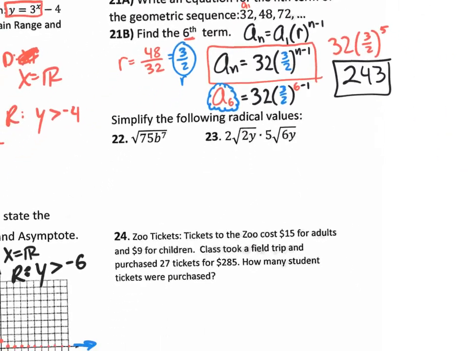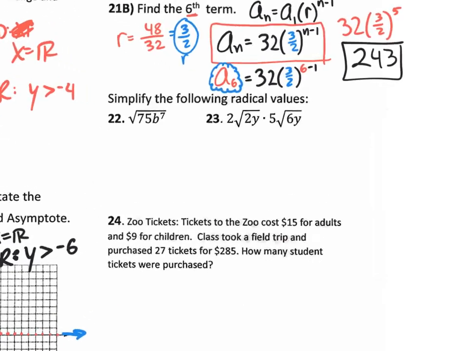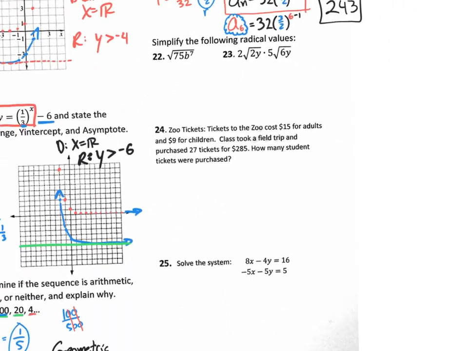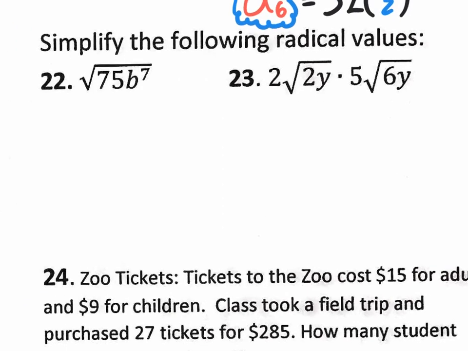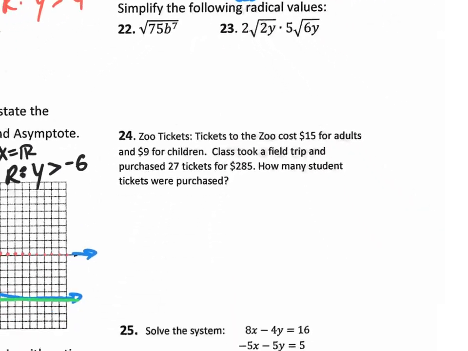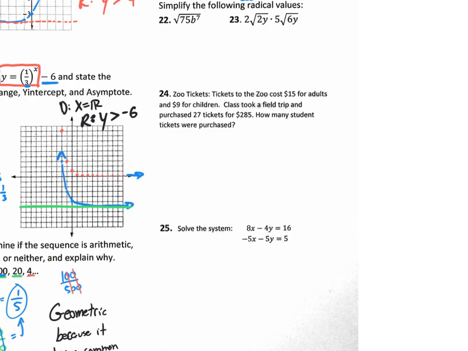So there's a couple more sections left. We have some radicals, and we have more systems. I want to save this till the next video.